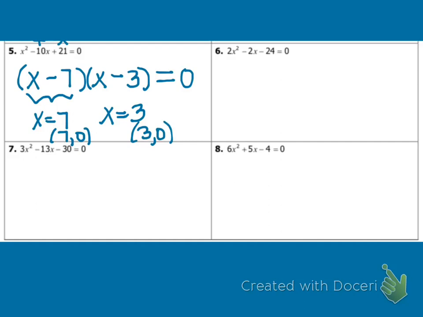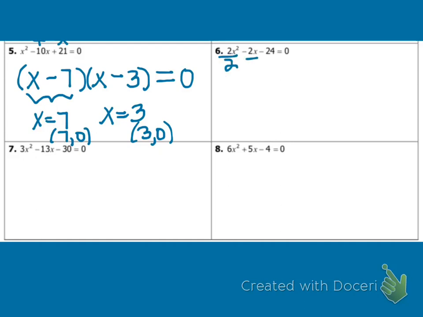Number 6. So number 6, you see that this one starts off with 2x squared. So you might be thinking, okay, I've got to use the AC method. But we always got to think about, is there a GCF? And yes, there is a GCF here. But because our goal here is not necessarily to just factor, but to solve, instead of factoring out a 2 out of the terms, we could just take everything and divide by, in this case, the GCF, which is 2.